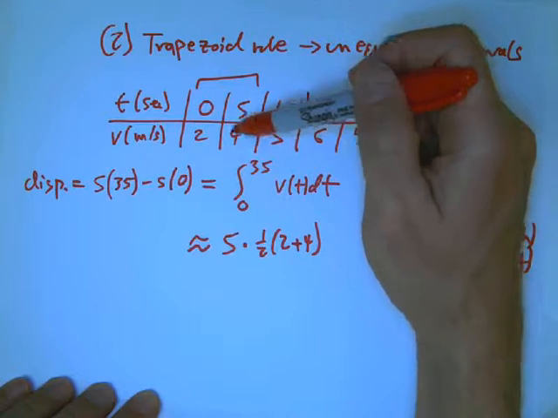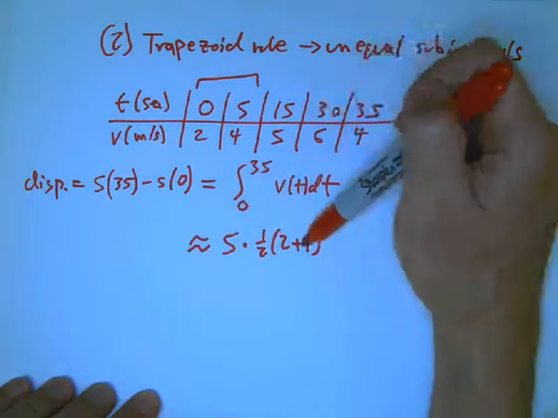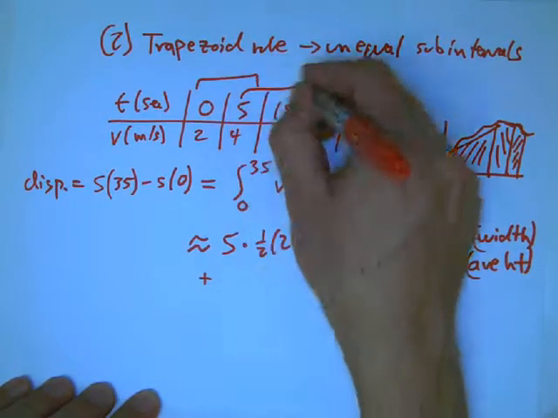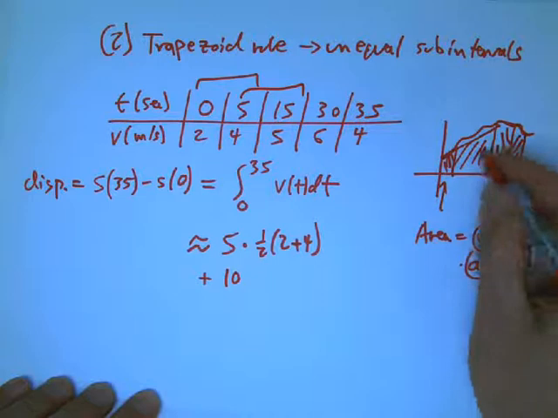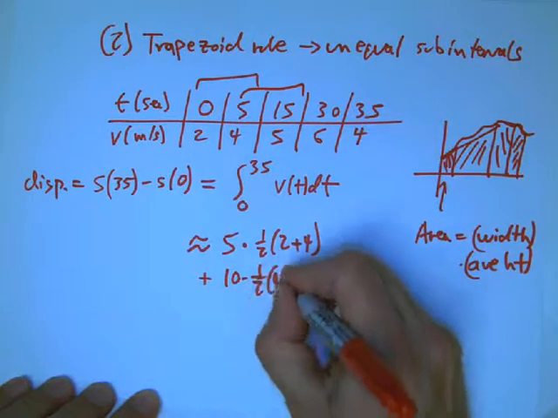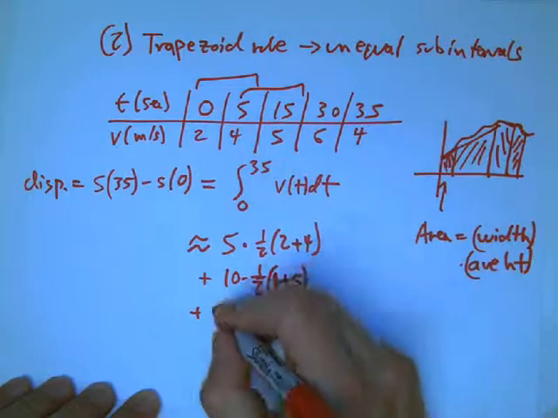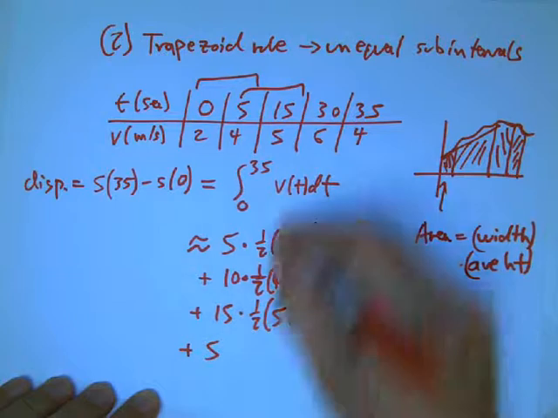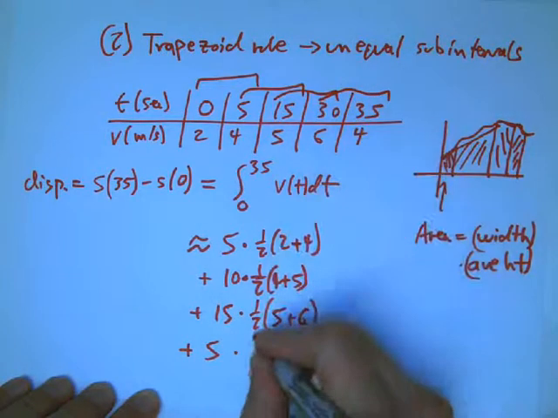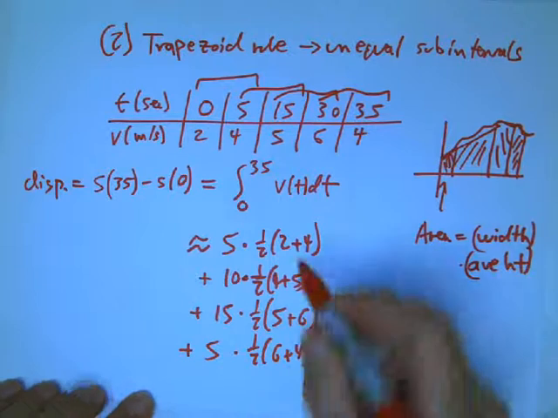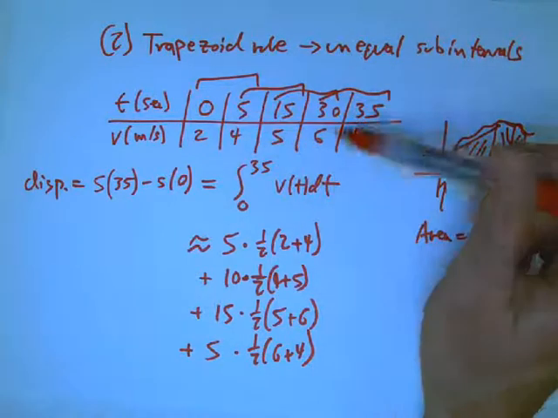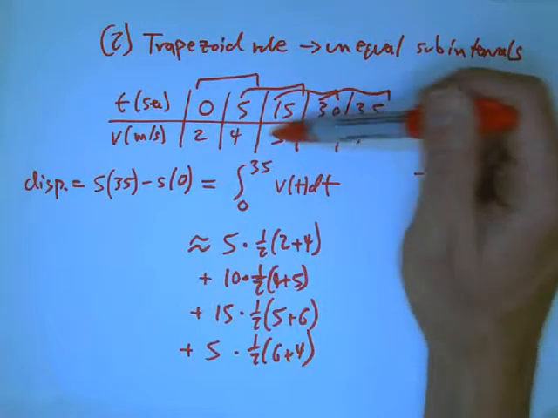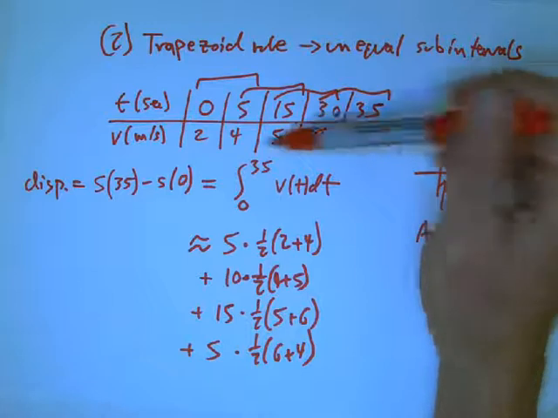Next subinterval is 10 seconds long. That's width, if you think of it geometrically, times the average of 4 and 5. Next subinterval is 15 seconds long, times the average of 5 and 6. And then the next subinterval is back to 5 seconds long, average of 6 and 4. Summing that all up is going to give you your best estimate for the total distance, or sorry, the displacement traveled. Now, if some of these were negative, there would be a distinction between displacement and distance, remember. Here it doesn't matter because I made them all positive.